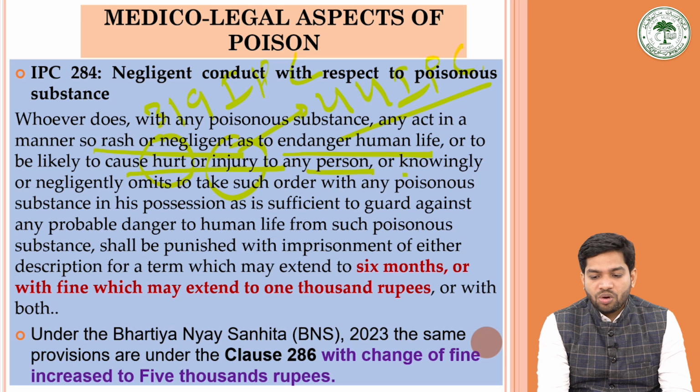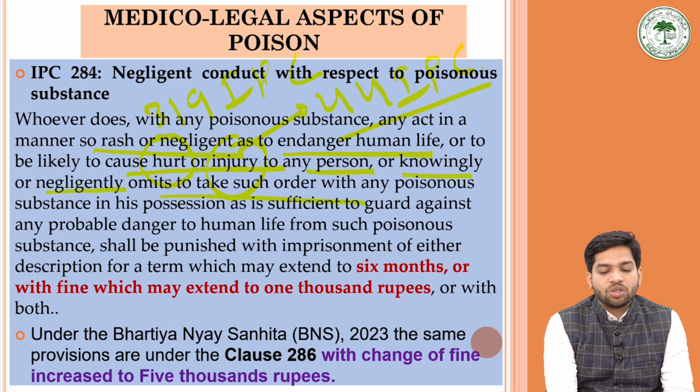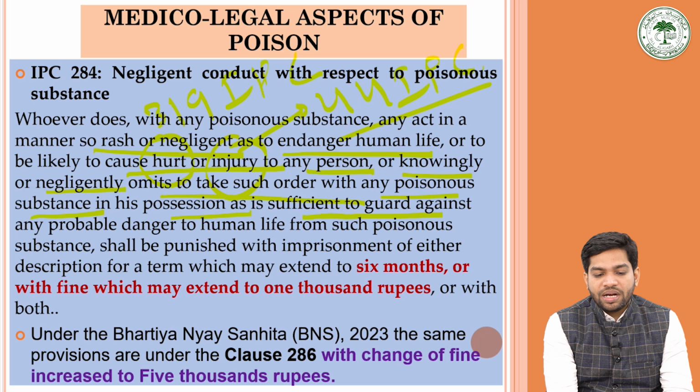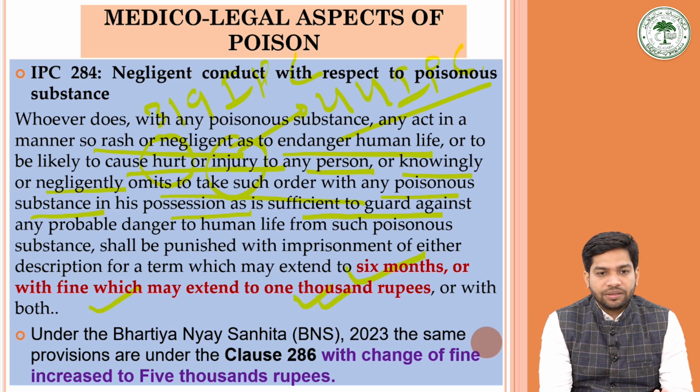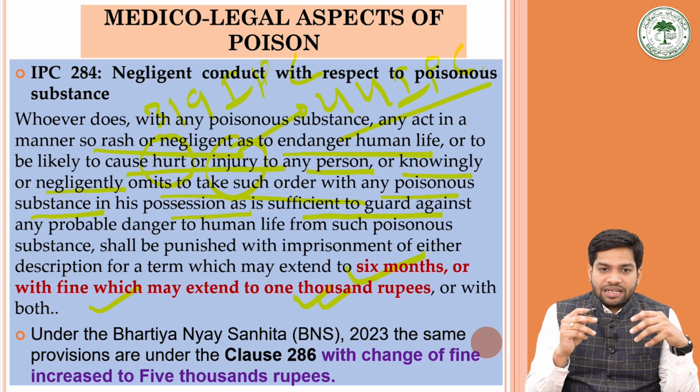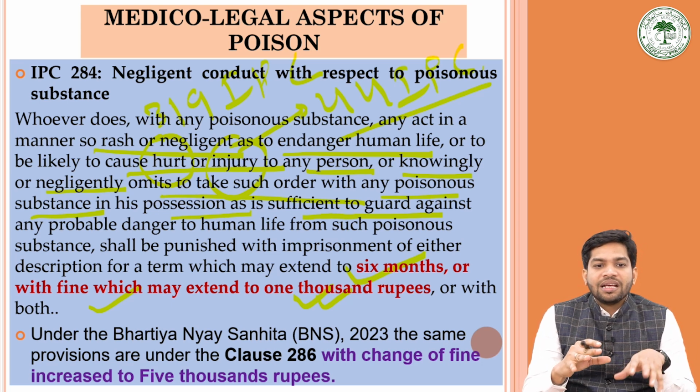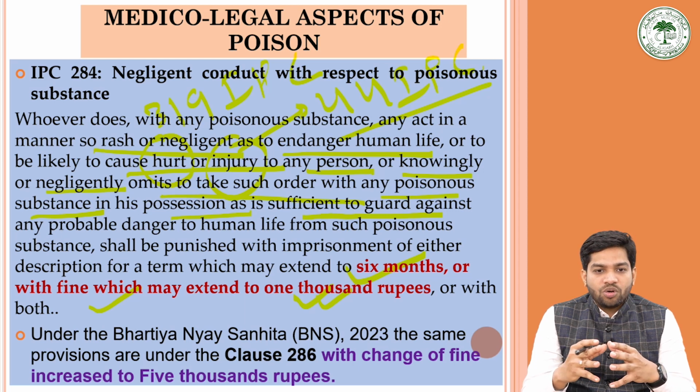Or knowingly or negligently omits to take such order with any poisonous substance in his possession as is sufficient to guard against any probable danger to human life from such poisonous substance shall be punished with imprisonment of either description that may extend to 6 months or with fine that may extend to 1000 rupees or both. So, whoever is responsible for handling the poison and is negligently or rashly handling it, resulting in endangering human life or causing hurt or likely to cause injury to any person, shall be responsible under this section.